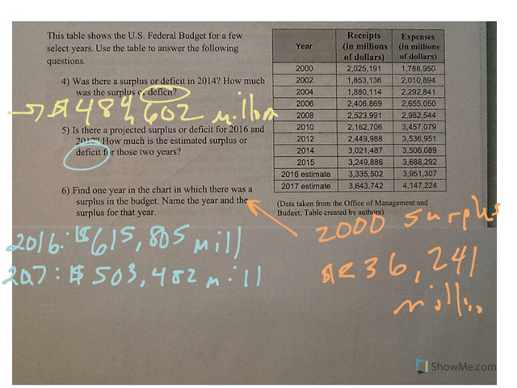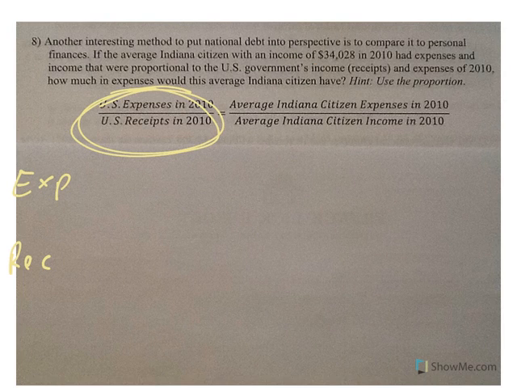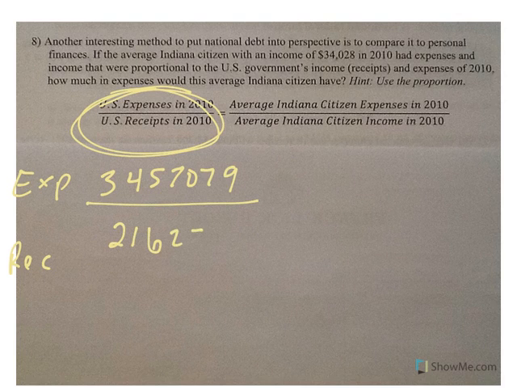So for 2010, we're going to use these numbers. Okay, this is where I'm getting it from. We're going to put expenses on top, so this number goes on top, and then receipts on the bottom. So I've got 3,457,079 over 2,162,706. Now I don't need the word millions because they would just cancel out, so I'm good.